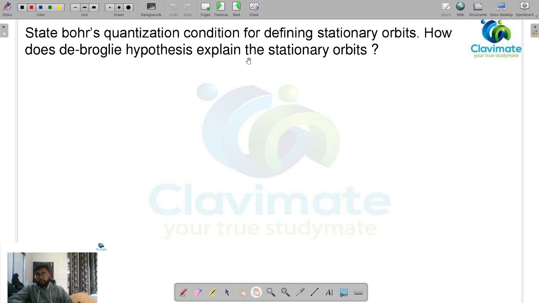So now we need to state Bohr's quantization condition for defining stationary orbits, and how the de Broglie hypothesis explains the stationary orbits. So actually it's a very interesting question. Pretty simple, directly theoretical.